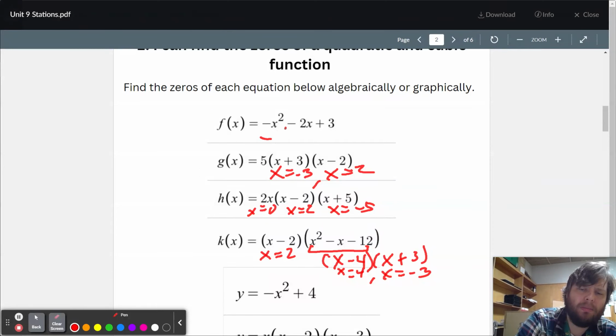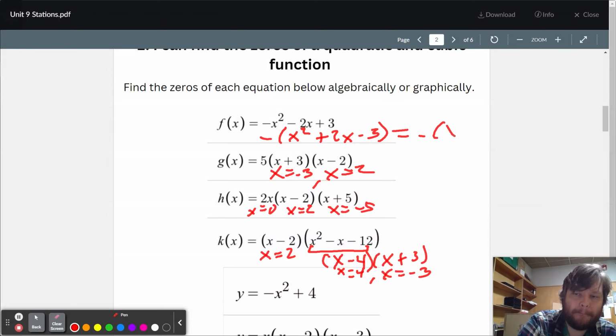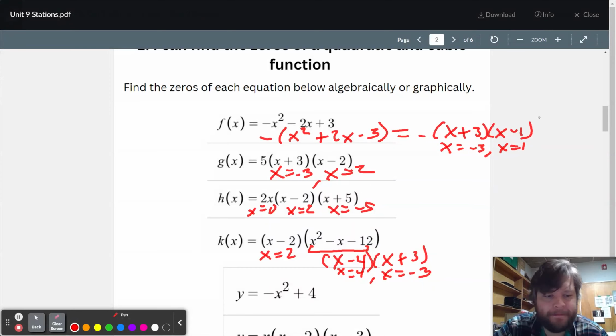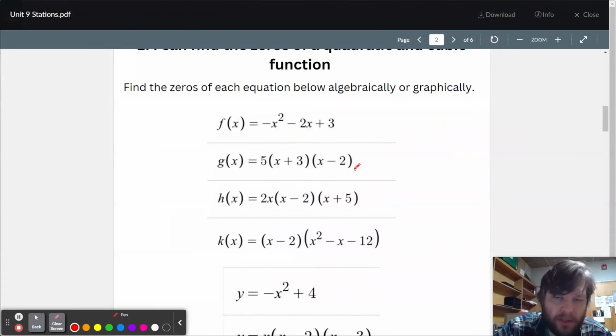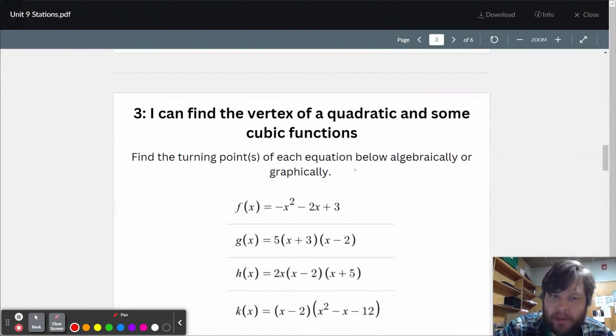And can this one be factored? Yeah, so that one would be x plus 3 and x minus 1. So that one also has some nice factors in it right there. But again, you don't have to know how to do it algebraically if you just look at the graph.